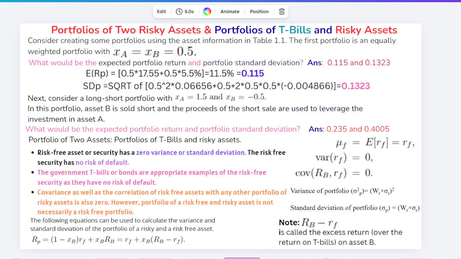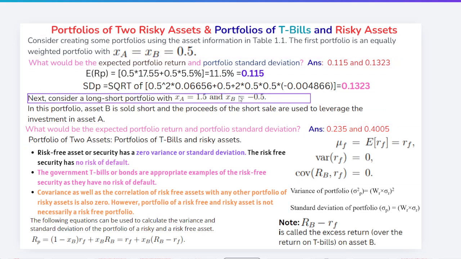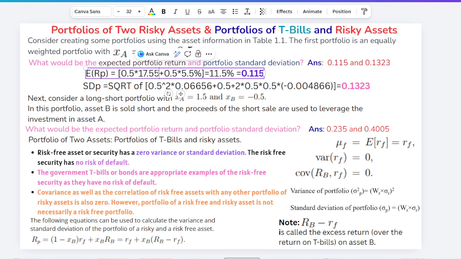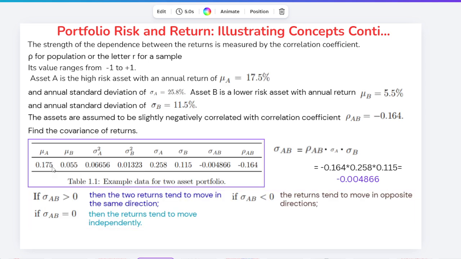Now what about the case of the portfolio of the two risky assets and the portfolio of the treasury bill and the risky assets? So let's assume that our proportion of investment in A and B are equal: 0.5 in A and 0.5 in B. In this case, we could find the ERP simply as I discussed earlier; this is 17.5.